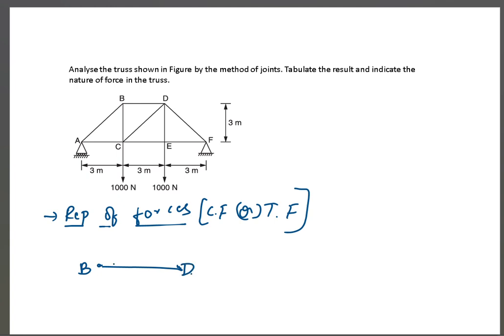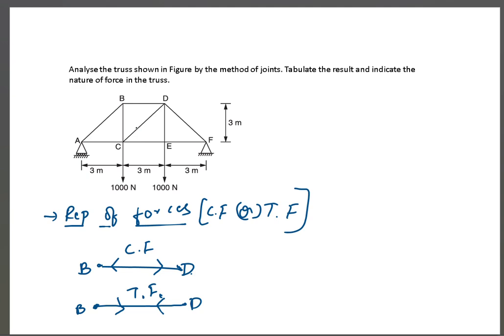Now, if the force present in the member is compression force, then the arrow mark should always be towards the joint. So, this will be a compressional force. In the same way, for the member BD, if the force present in the member is tensional force, then the arrow mark should be away from the joint. See here, the arrow mark is away from the joint, right? So this type of force is tension force.